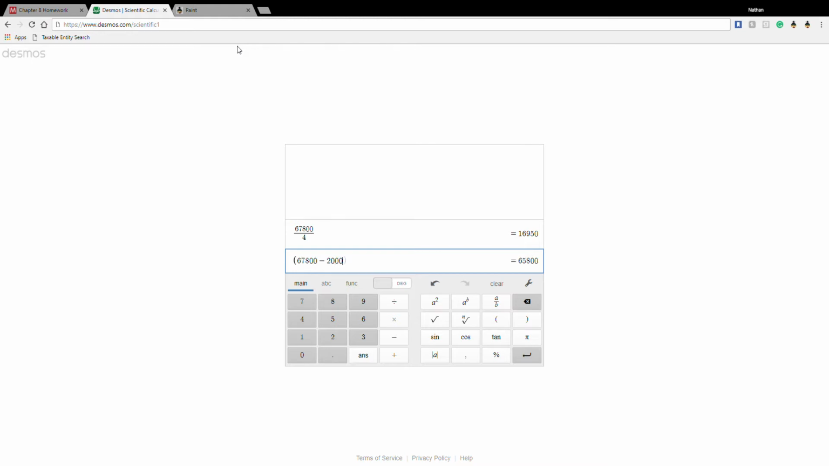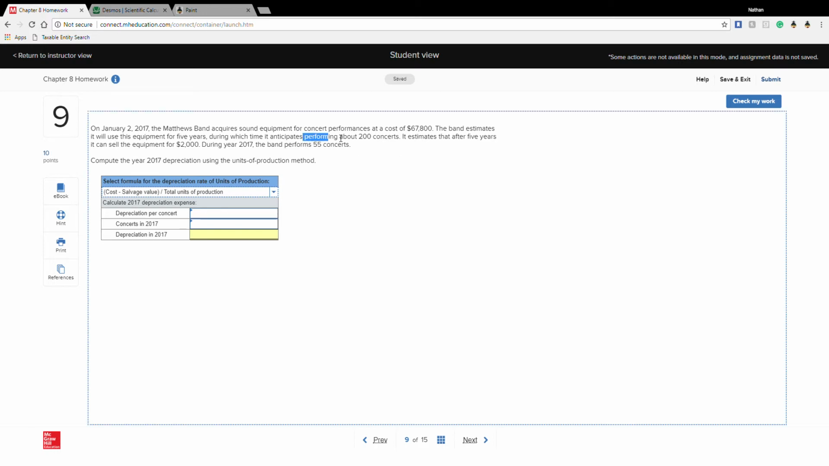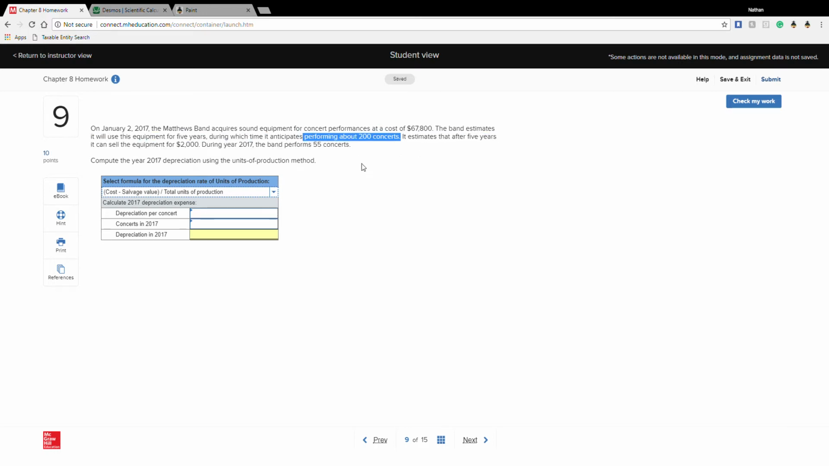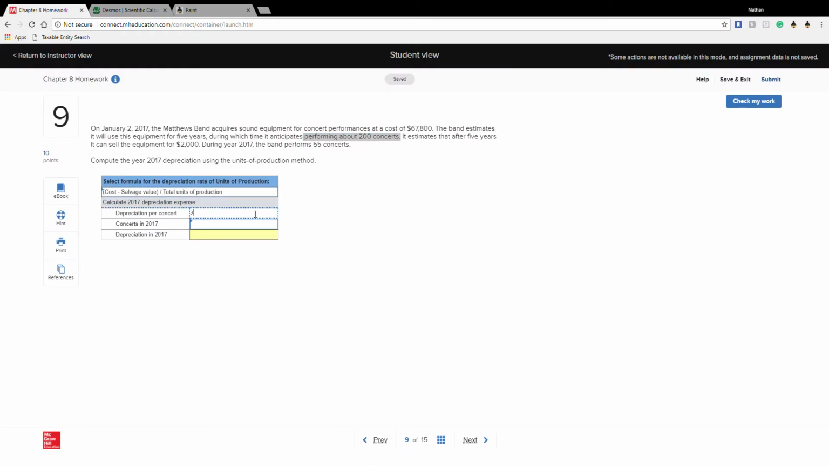Minus 2,000. Yeah, salvage value of 2,000. And then we're going to divide it by the number of concerts they anticipate to do during the lifespan of this equipment. So divide by 200. So it says the cost per concert is going to be $329.